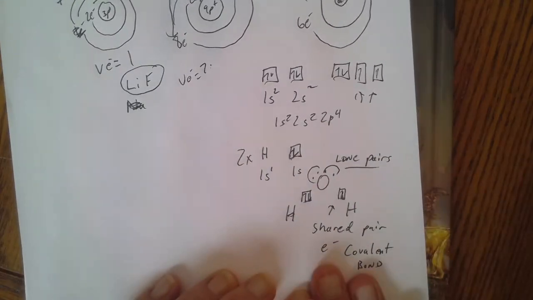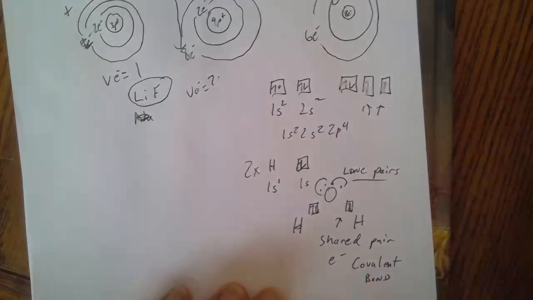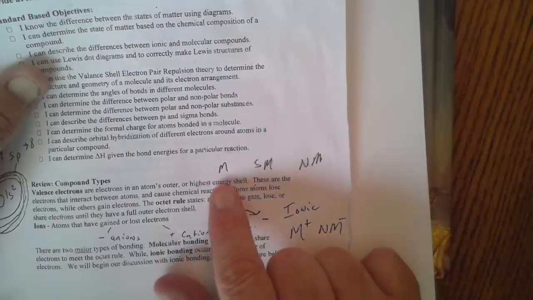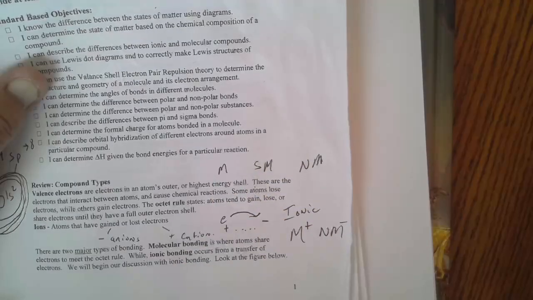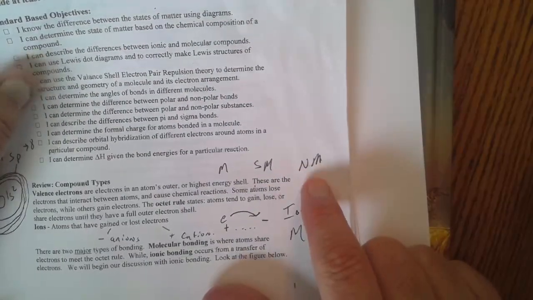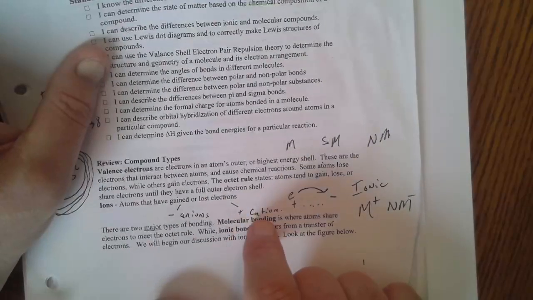Now, who does this happen with? Well, this happens with our semimetals and our nonmetals. The metals have too low of an ionization energy, so their electrons will be pulled off. With these guys, it becomes a tug of war. And that's when we get into the molecular bonding.